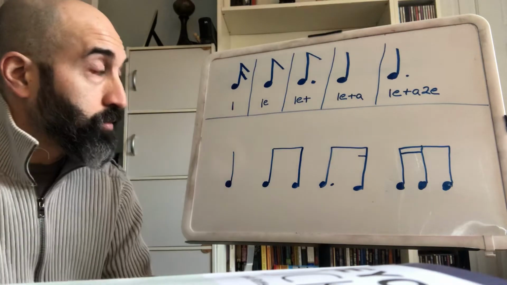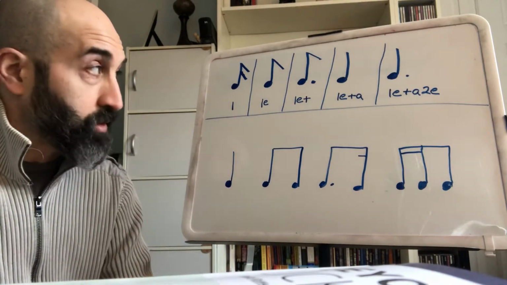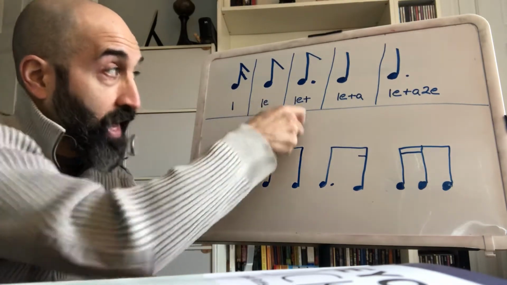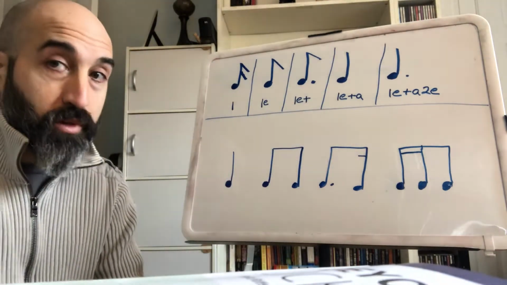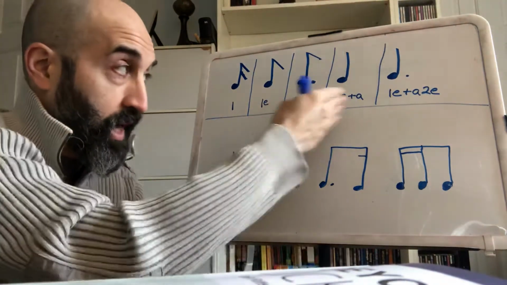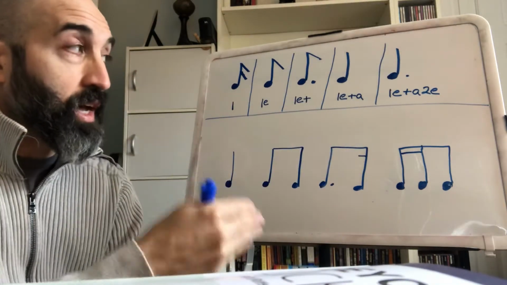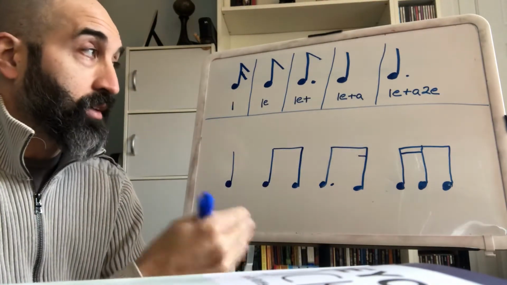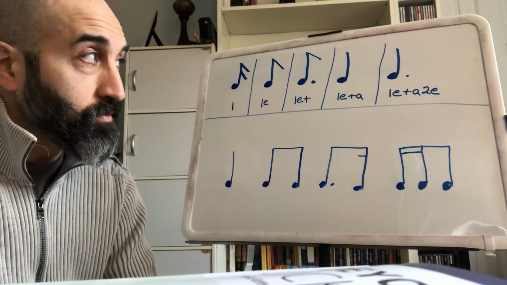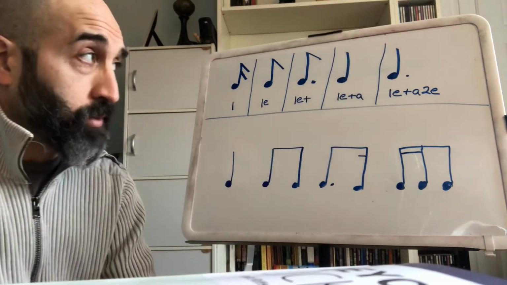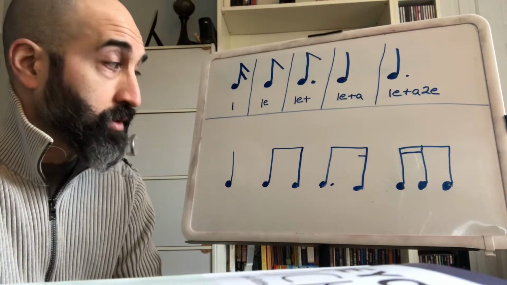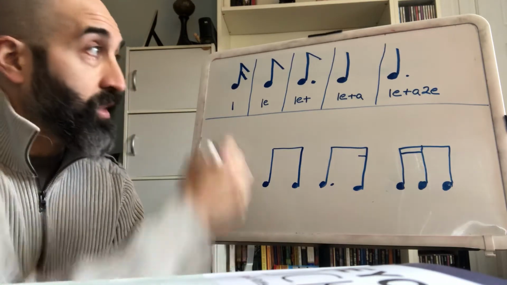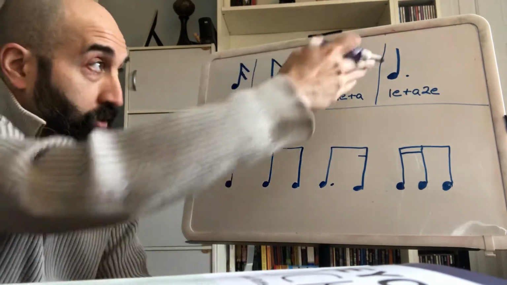Dotted 8th note would get 3 16th note subdivisions, in this case 1E and. In the quarter note's case, you would always get 4 16th note subdivisions, 1E and a, or it could be E and a 2, or and a 2E. And for a dotted quarter note, it would always get 6 16th note subdivisions. So if you want to apply that down here, all you have to use is this chart.